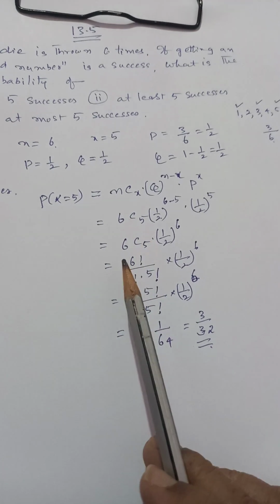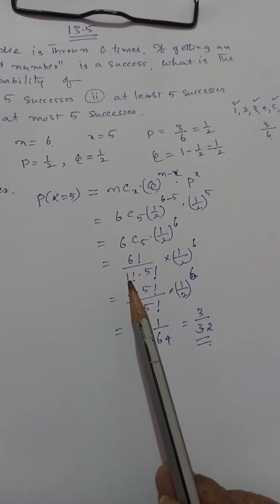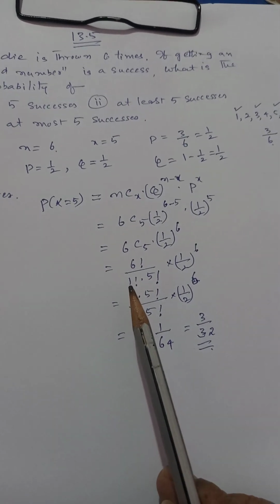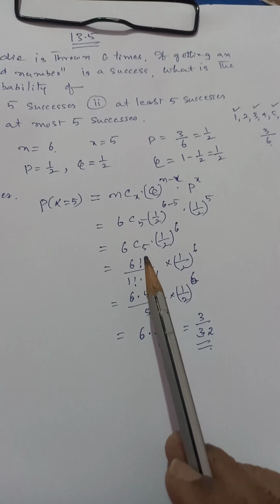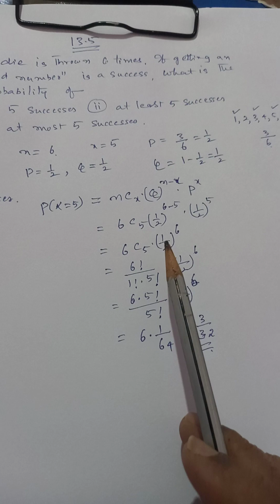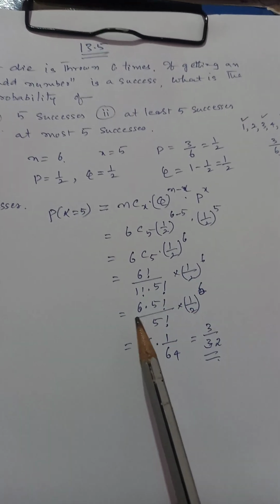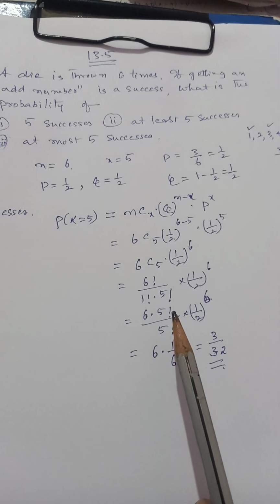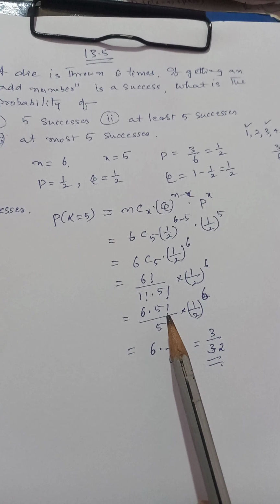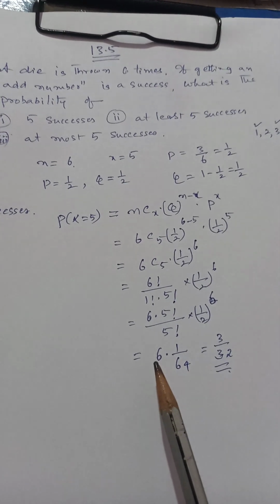Now 6C5 is 6 factorial over 1 factorial. How do we get this 1 factorial? 6 minus 5, that is 1 factorial. And this 5 factorial. It's a formula. Now half to the power of 6, write it as it is. Now if you simplify this, 6 factorial we can write as 6 into 5 factorial. So this 5 factorial and this 5 factorial cancel out, we are left with 6.